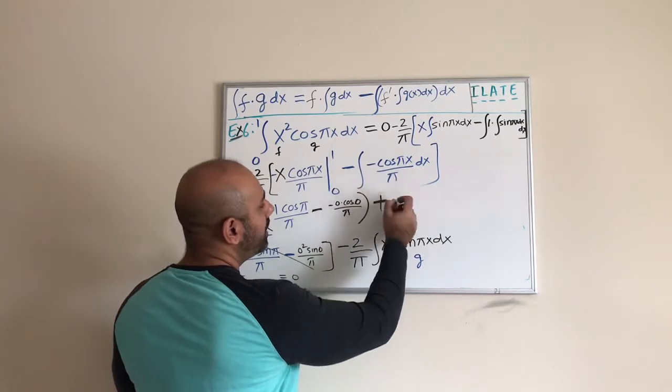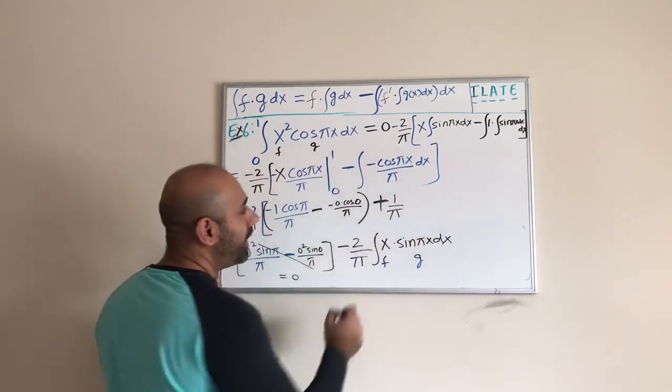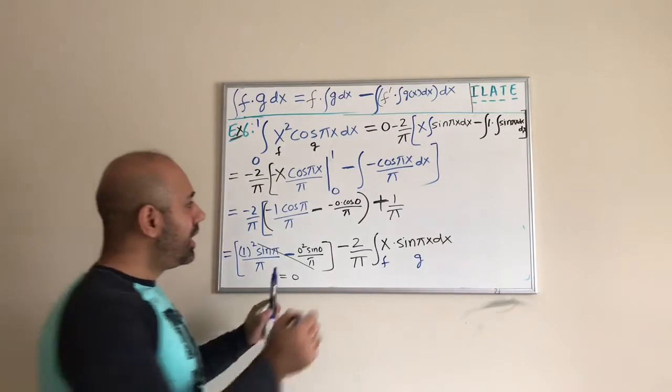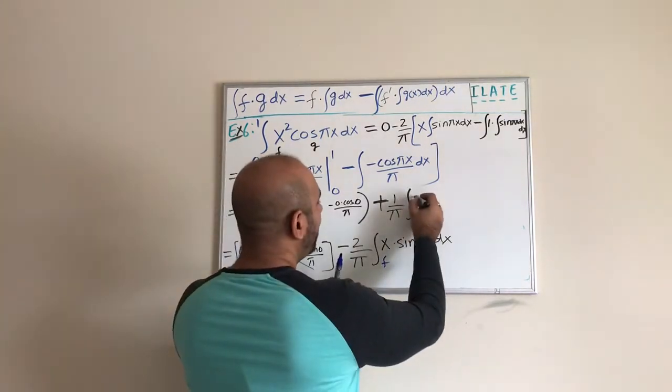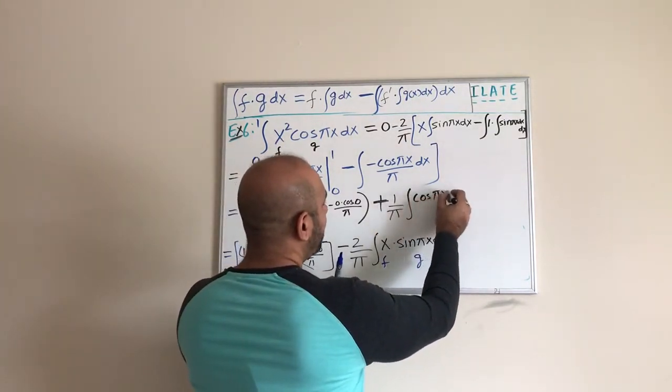Then here, negative times negative is positive. Guys, there's a pi downstairs, so I can already take that outside as 1 over pi. That's the constant, right? Pi is a constant. So it would be then the integral of cosine of pi x dx.